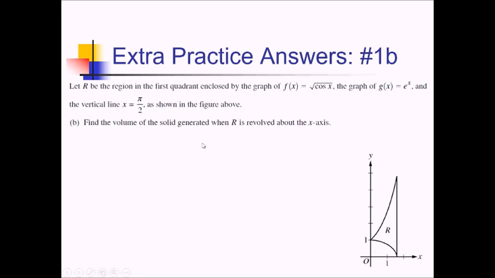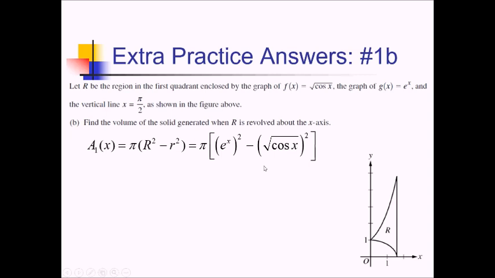So I'm going to start with A of x equals pi times big R squared minus little r squared. The big radius, that's the distance from the axis of revolution to the further away function. So that's actually just the e to the x there is our big R. And then little r is that closer function, the distance between that and the axis of revolution. So that just ends up being radical cosine of x that I'm squaring and subtracting inside there.